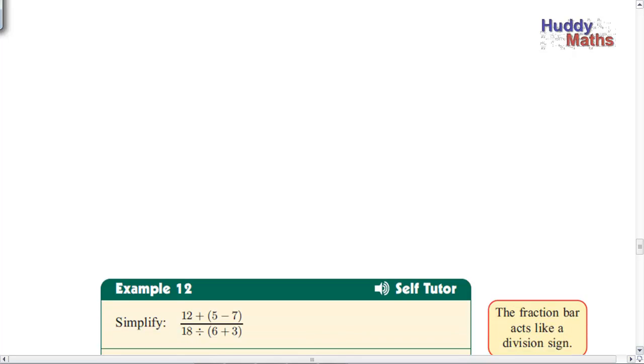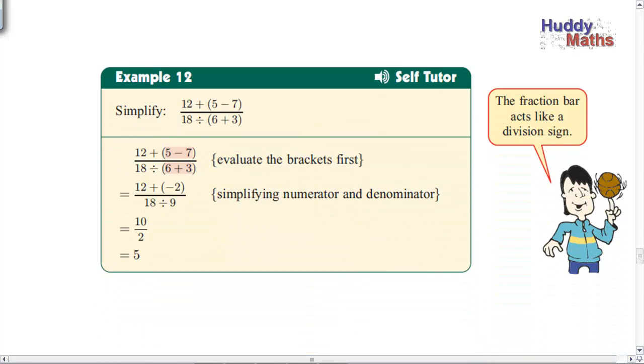Let's have another example. Here's one with a division. So here's a little person over here, straight off the basketball court. The fraction bar acts like a division sign. That could be a soccer ball, I don't know. What do you reckon? Anyway, the fraction bar acts like a division sign.